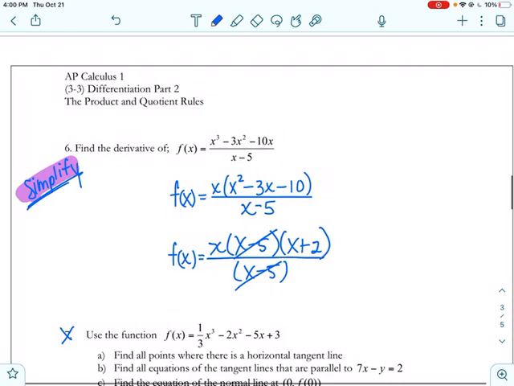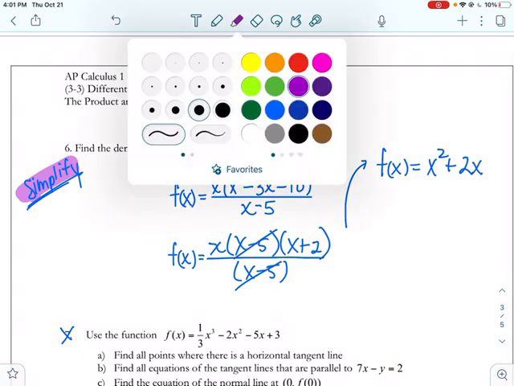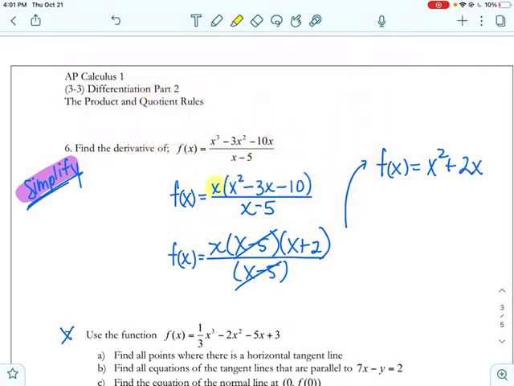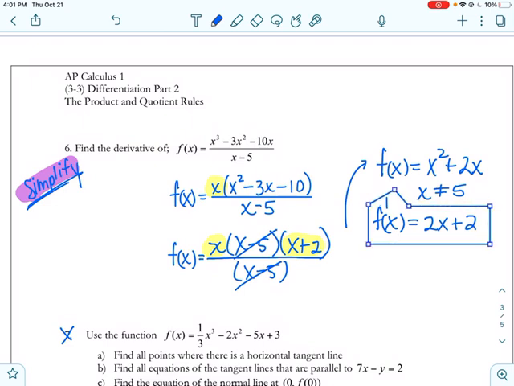So when we get f of x, remember that before we take the derivative, f of x is equal to then just x squared plus 2x by multiplying the two factors that are remaining, x and x plus 2. So we get f prime of x. Of course, x cannot be 5, but f prime of x is 2x plus 2. Okay, and there's the answer for that one.